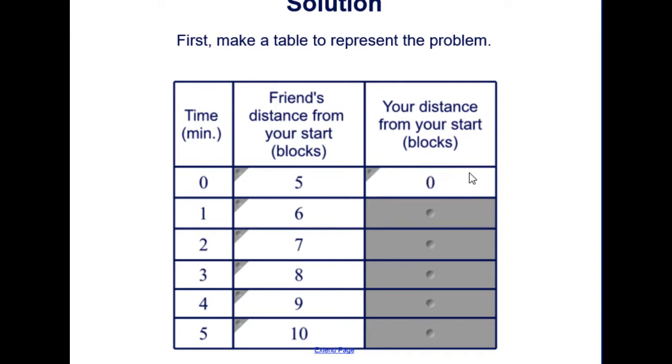Then your distance, our distance, we're at 0. We haven't moved yet, but we can walk 2 blocks per minute. So from 0, we add 2 to go to 2, plus 2, 4, plus 2, 6, 8, and then 10.